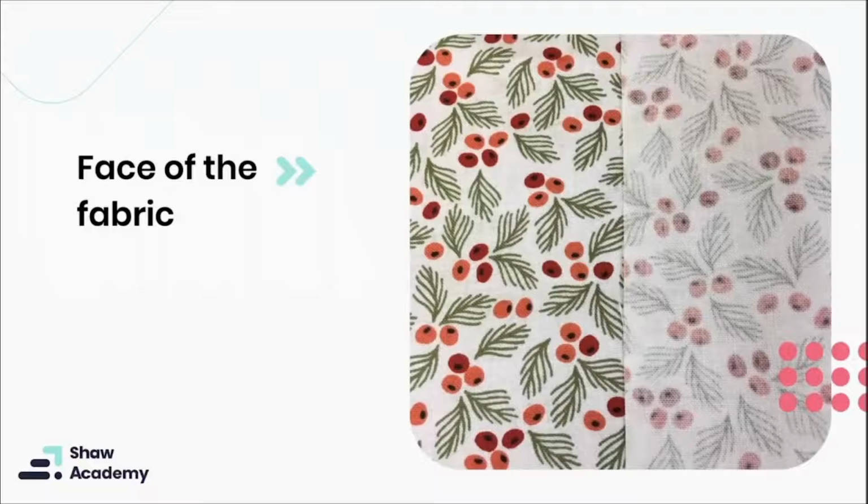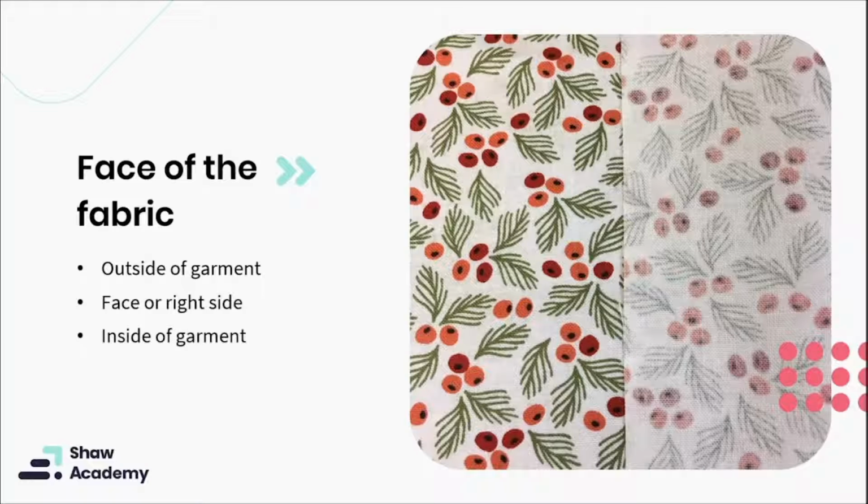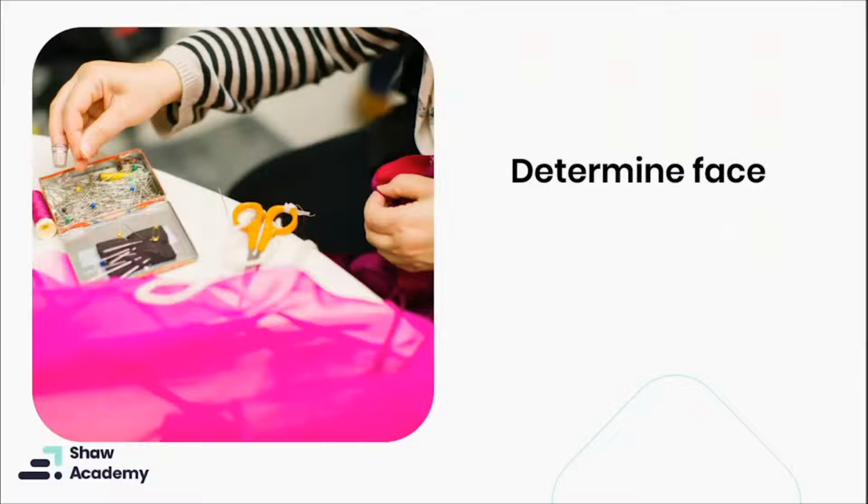Fabric has two sides. The fabric side intended for the outside of the garment is called the face of the fabric, or the right side of the fabric. The side of the fabric intended for the inside of the garment is called the back of the fabric, or the wrong side. There are a couple of ways to determine the right and wrong side of the fabric. If the fabric has a colorful pattern on it, the wrong side will appear more dull and less bright compared to the face of the fabric.